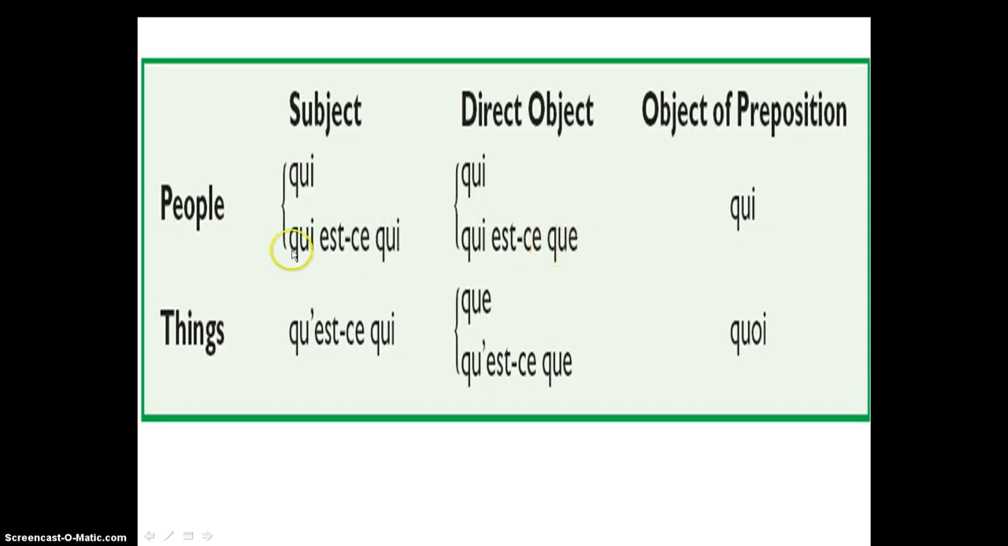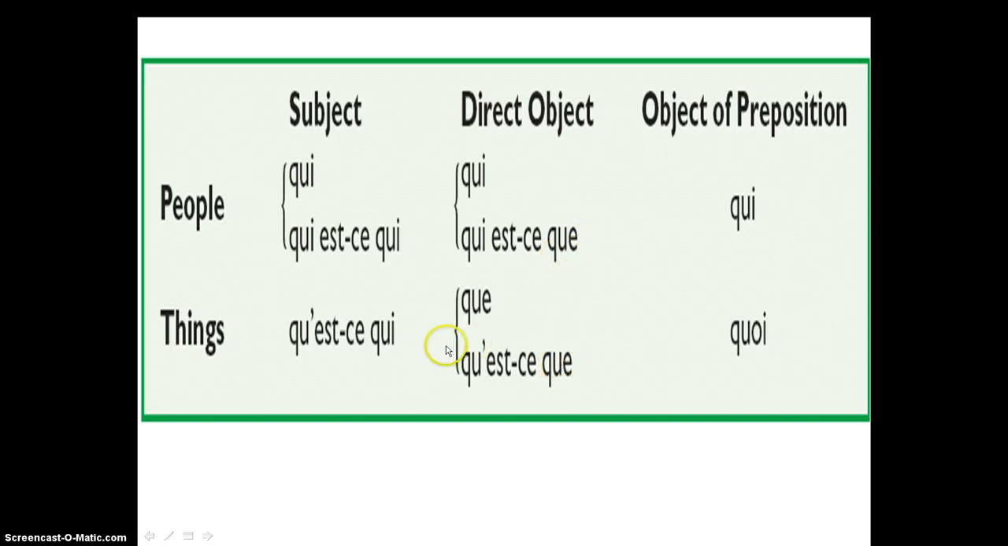Okay, because we're talking about people, it's going to be "qui" for both. Now we're going to be talking about things, so it's going to be "que," Q-U-E. But now, because the subject here is "qui," and the direct object is "que," for the direct object, you see the "que" and then the "que" right here.